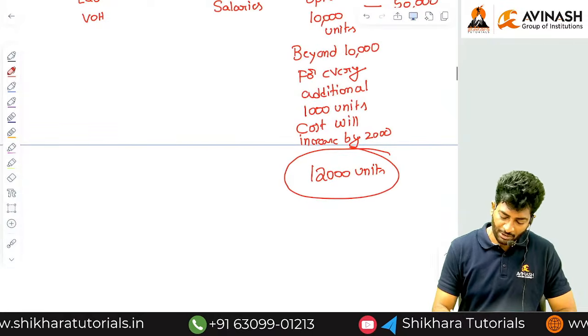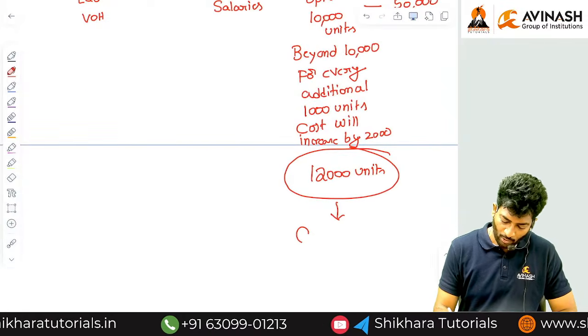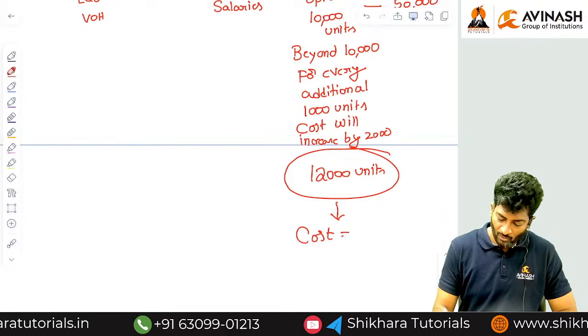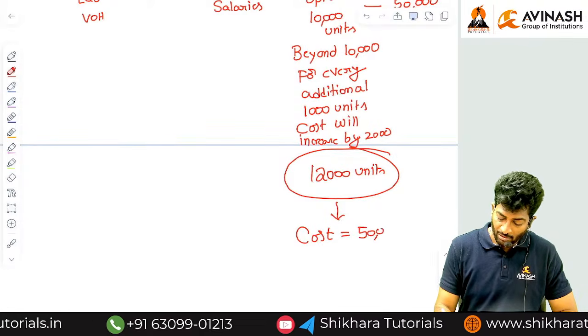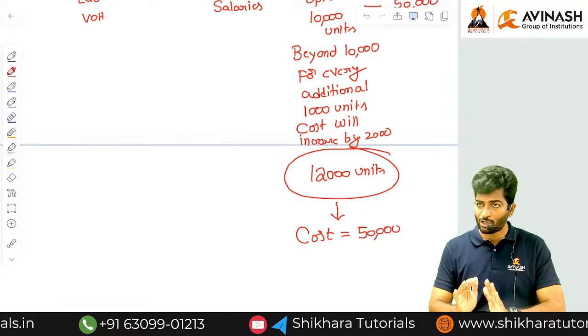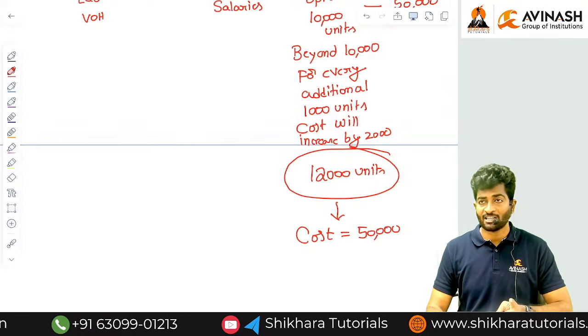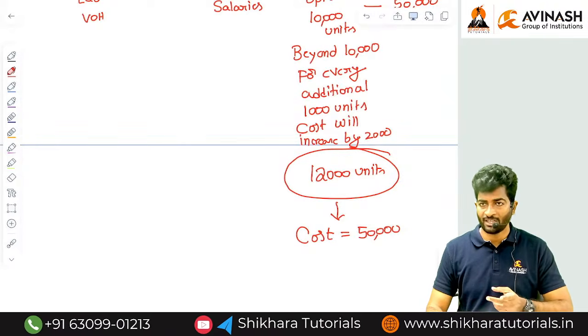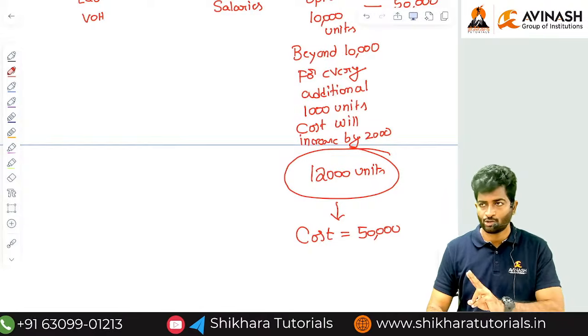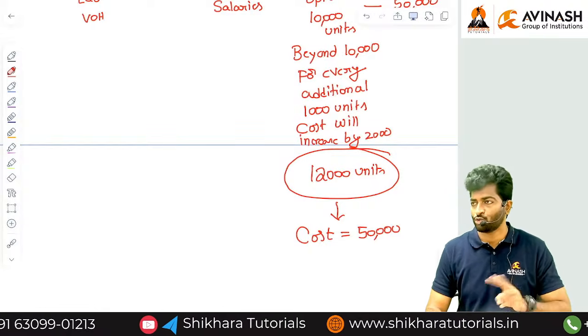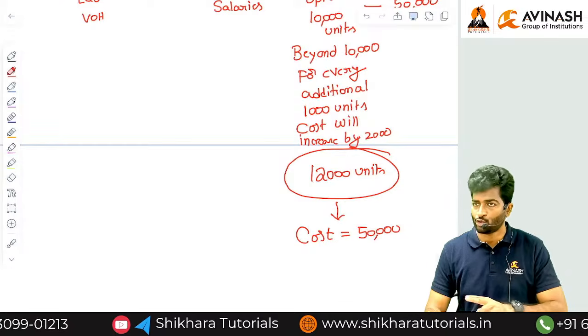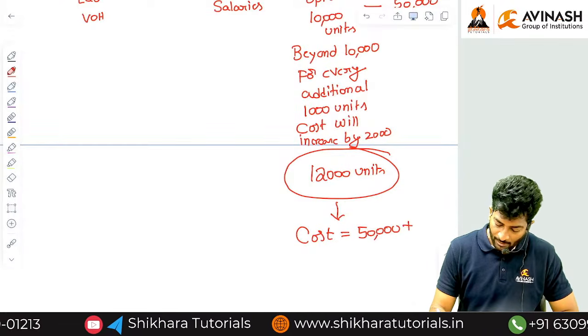Now, if your production is 12,000 units, for these 12,000 units, please tell me the cost. Cost is equal to 50,000 for the 10,000 units. After 10,000 units, for every 1,000 increase, 2,000 rupees is the increase in cost. For 2,000 units, 2,000 into 2, so 4,000, right?